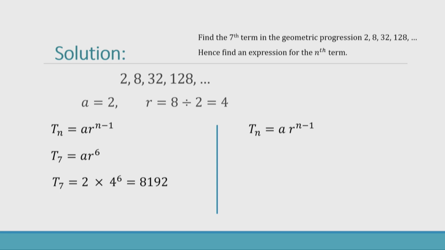We also need to find an expression for the nth term. So using the formula Tn equal to A R power n minus 1, I replace A by 2 and R by 4. Now I have simplified the 4 as 2 to the power of 2. So using laws of indices, I simplify the expression for Tn. I will get 2 to the power of 1 plus 2n minus 2. Simplifying, I get the final answer as 2 to the power of 2n minus 1.